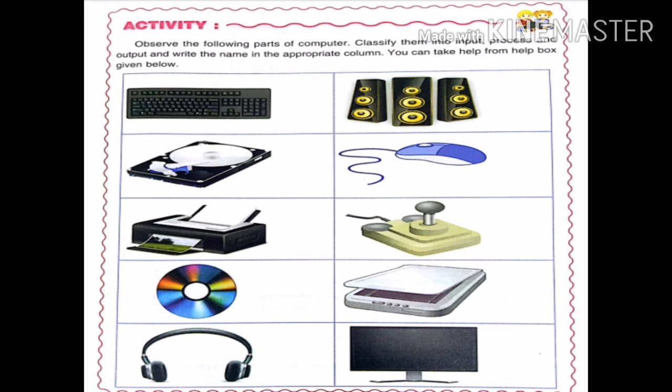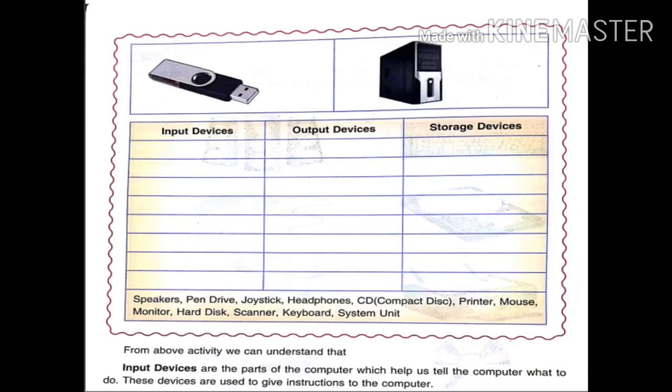So, see here we are having keyboard, speaker, then mouse, joystick, scanner, CD, printer, CD drive, headphone, monitor. Now children, you have to write which one is input device, which one is processing device and which one is output device. This you have to do by yourself and we will discuss it in the next class. Here one pen drive is also given and one CPU.